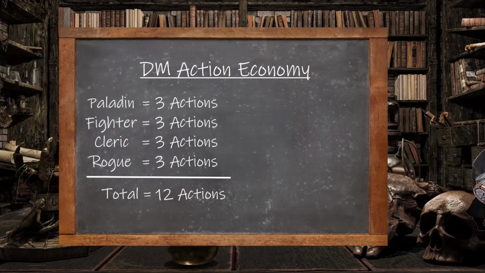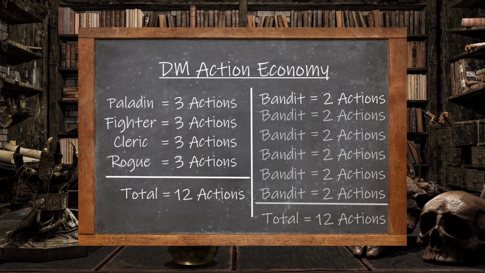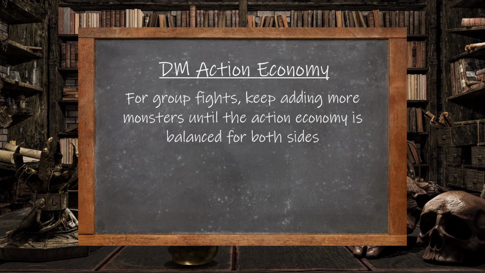So, 1 player in the party has 3 different things that they can do, whereas the bandit only has 2. However, we can just keep sprinkling in more bandits until we feel like the party and the monsters are matched in how much they can do on their turns. So if we increase the number of bandits to around 6, this should begin to even the odds in terms of the action economy.